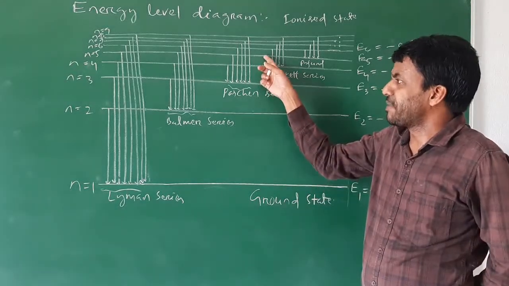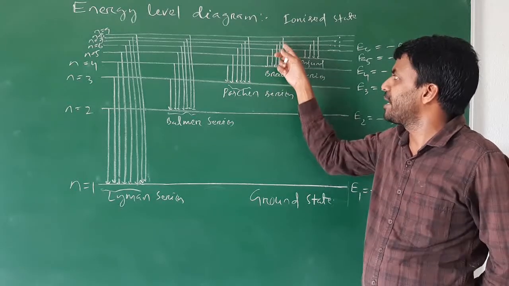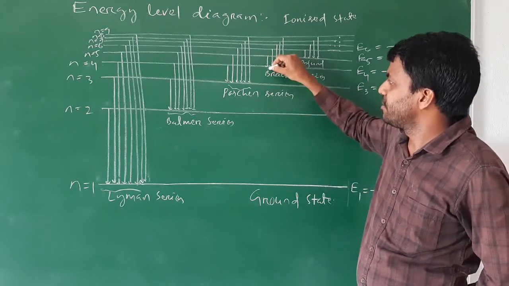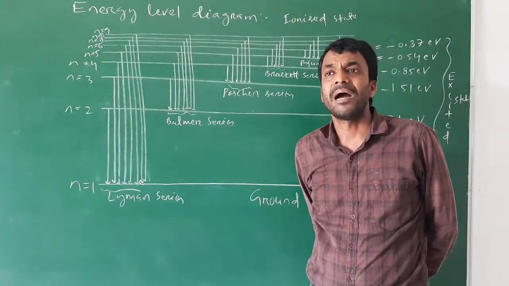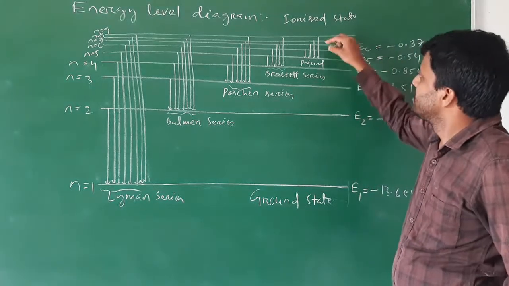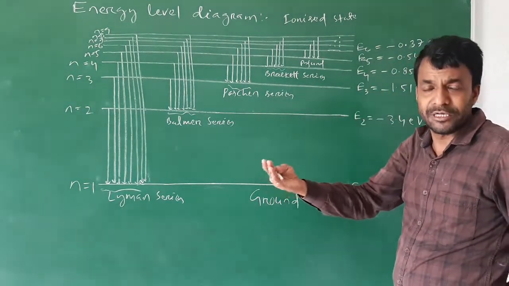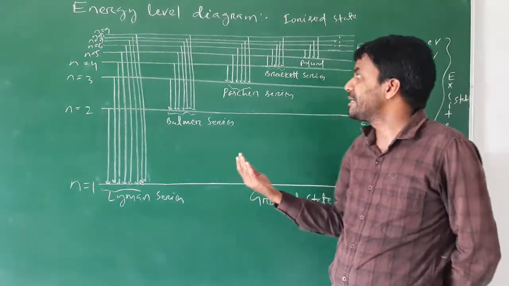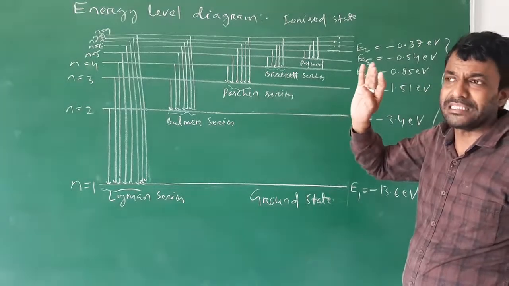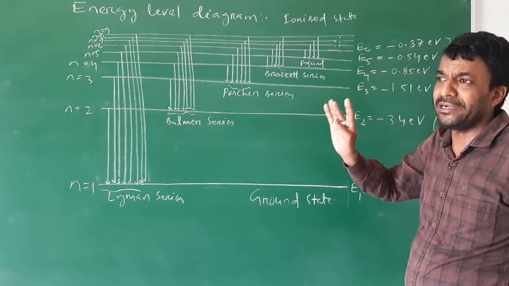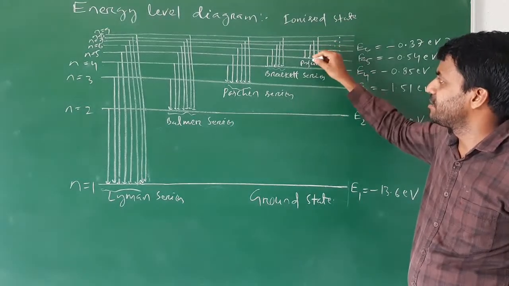Means 5 to 4, 6 to 4, 7 to 4, 8 to 4, 9 to 4, and we will get the Brackett series. This lies in the far infrared region. Similarly, the Pfund series, defined according to the definition of the Pfund series: when the electron jumps from the higher orbit to the fifth orbit, means n1 is equal to 5, but n2 is equal to 6, 7, 8, 9, then I will get the Pfund series.